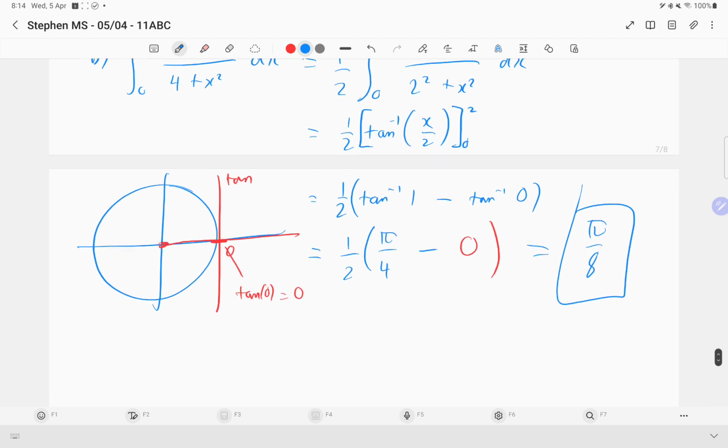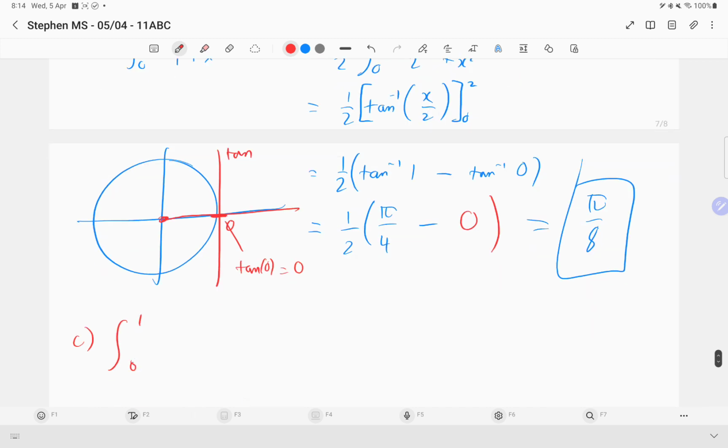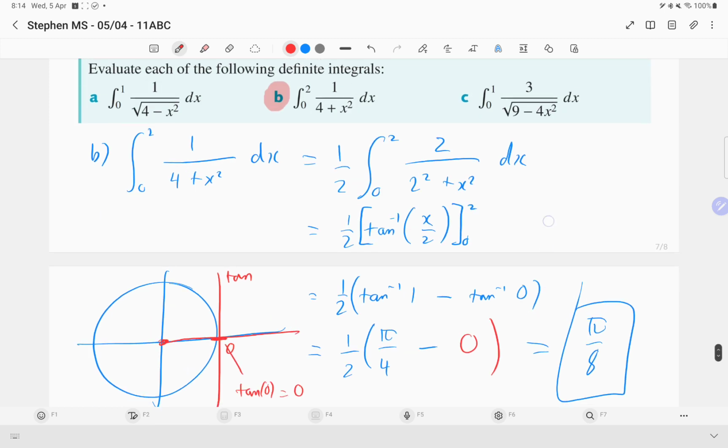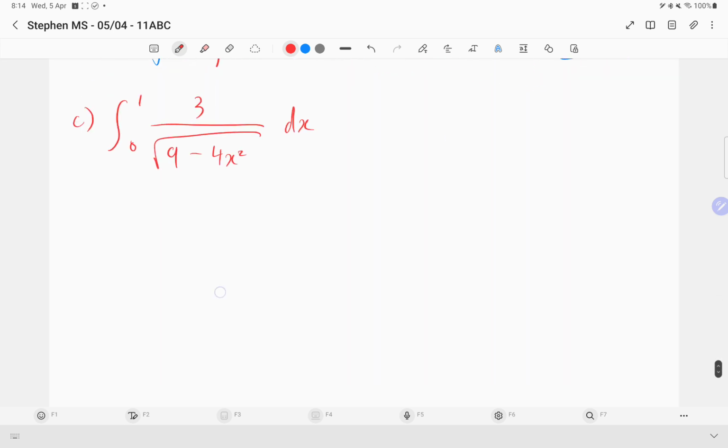Now, last one, C. Antiderive from 0 to 1 of 3 over square root of 9 minus 4x squared dx. Alright. Can we antiderive it? No. Why? What's the formula? You gotta isolate. What part of that thing there is a problematic one? You got the 4. You gotta get rid of that.